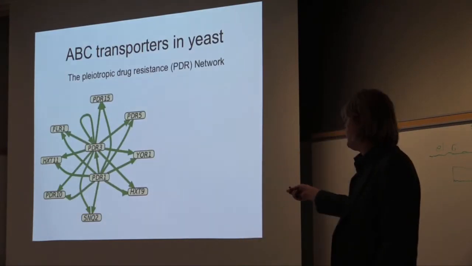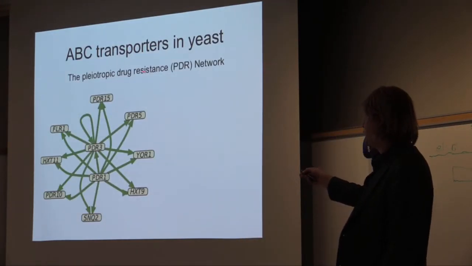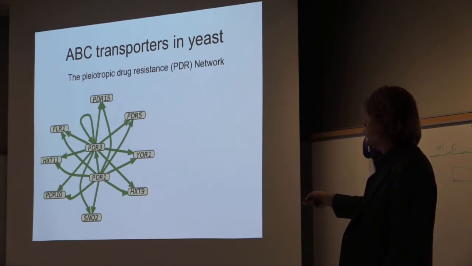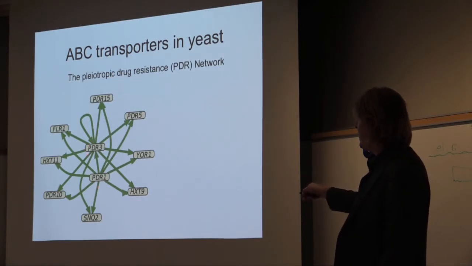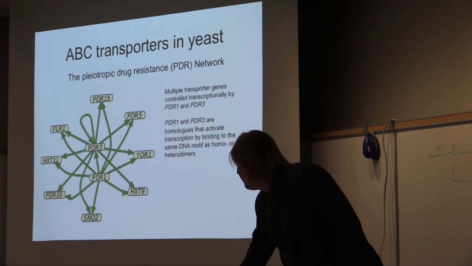What I'm doing is working with yeast, where it's called the Pleiotropic Drug Resistance network. These are also ABC transporters. There are 16 or so in yeast, and 12 of them, 2, 4, 6, 8 of them, are regulated by two transcription factors called PDR1 and PDR3.